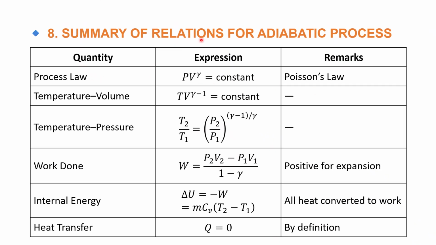So the final summary is, the process law PV raised to gamma is constant. The relationship between temperature and volume is TV raised to gamma minus 1 is constant. Temperature-pressure relationship is T2 by T1 equals P2 by P1 raised to gamma minus 1 by gamma. Work done is P2 V2 minus P1 V1 divided by 1 minus gamma, positive for expansion, negative for compression. Internal energy delta U is minus W, and heat transfer is 0.